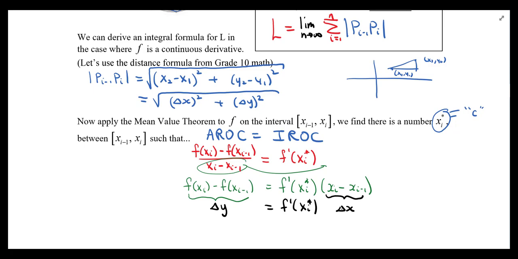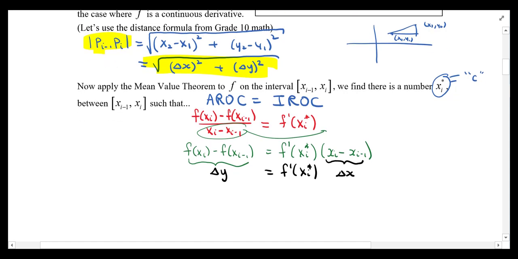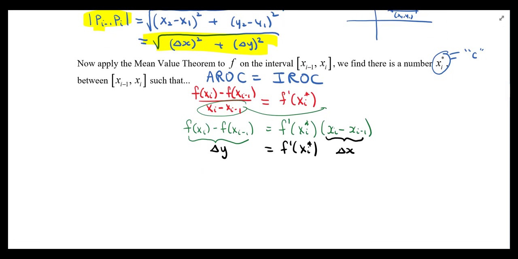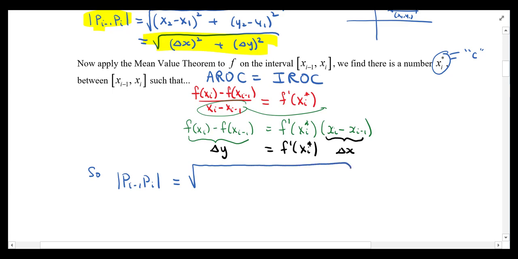So why is this important? Well, because now I can use this idea as the distance, and I'm going to rewrite the formula. I'm going to say the distance from p sub i minus 1 to p sub i is now equal to the square root of delta x all squared. And instead of having delta y all squared, I'm going to replace delta y with what I just had in the previous line, f prime of x sub i star times delta x.